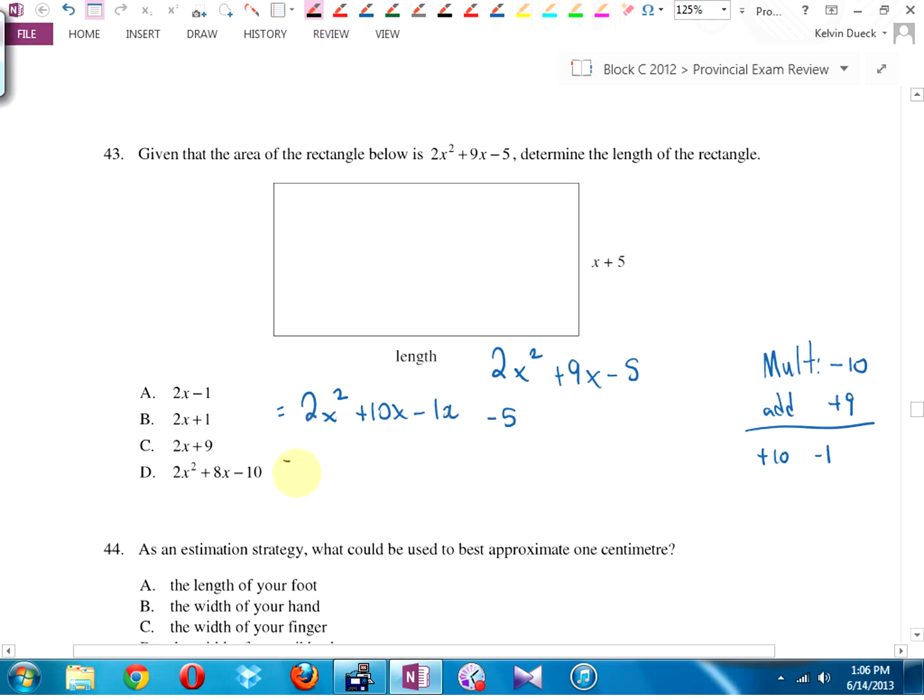GCF out of the first two. 2x bracket x plus 5. GCF out of the last two. There isn't one. Well, you can always use a 1. Or, in this case, I don't want a 1. Negative 1, because that gives me an x plus 5, our built-in error check. We wanted the brackets to be positive. Darian, final answer. X plus 5. So what is the length of this rectangle? 2x minus 1, because apparently a length of 2x minus 1 times a width of x plus 5 equals that area.